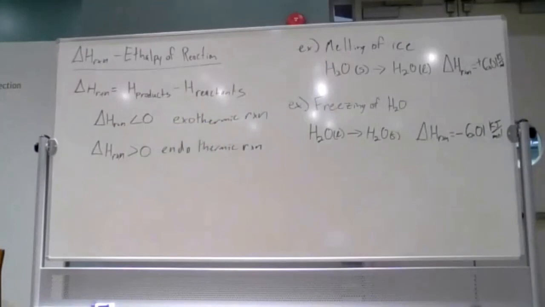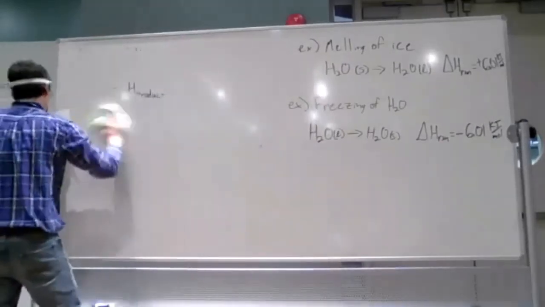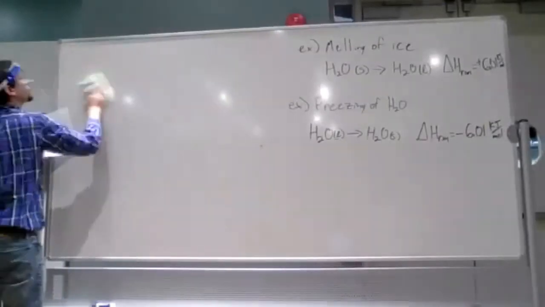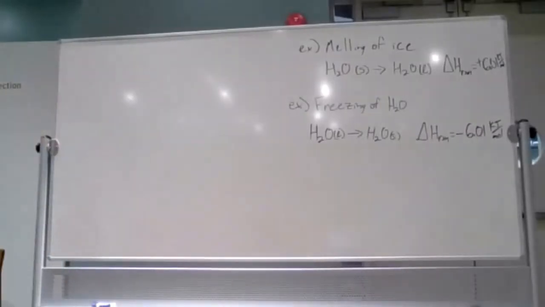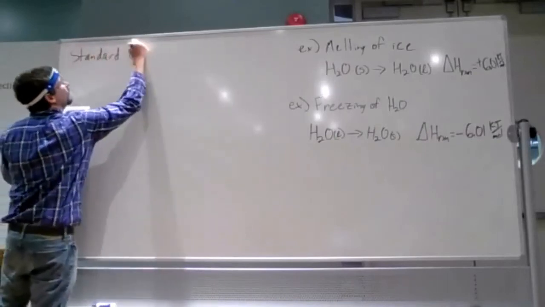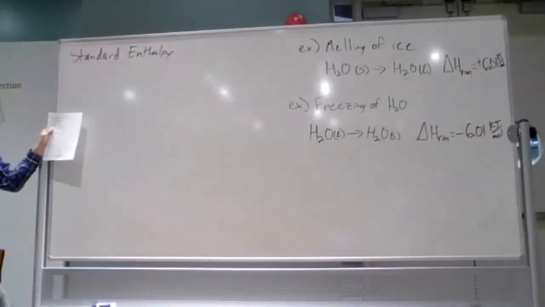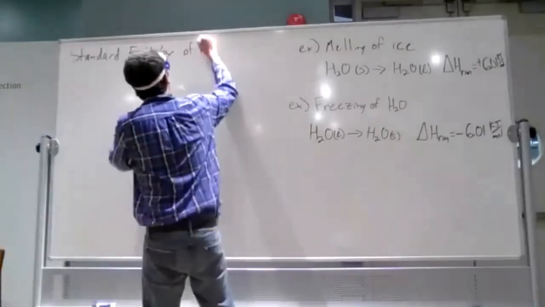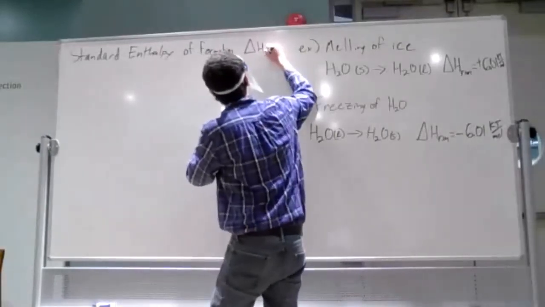No? Okay, let's talk about standard enthalpies of formation. So when we make a product, we'd like to know if it's going to take in energy or give off energy if we want to make that product, right? It can help us figure out the reaction conditions we need to make said product. So a standard enthalpy of formation. The symbol we're going to give it is delta H sub F naught.